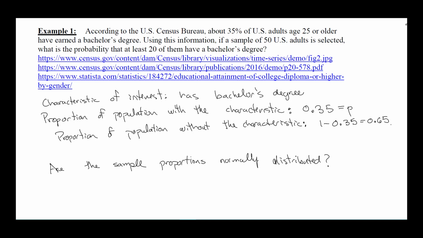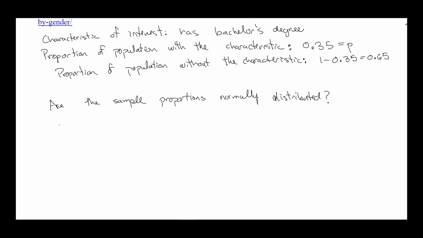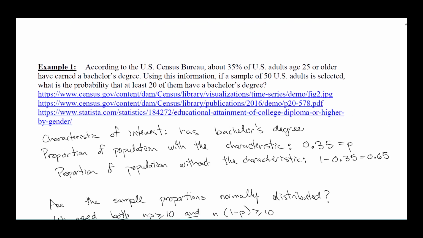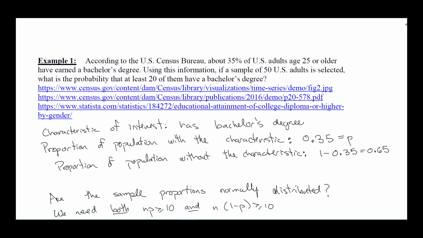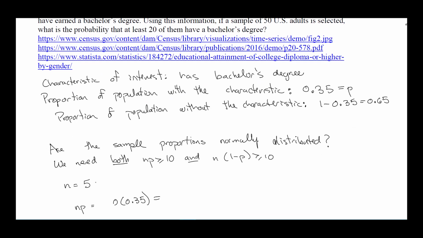So then to figure out if the sample proportions are normally distributed, I'm going to write that little formula here. We need to have, and this is both, it's not either or, my N times P at least 10 and my N times 1 minus P at least 10. Okay, so what's my sample size? So how big a sample am I drawing here? My sample size is 50, right? Okay, so my sample size is 50.